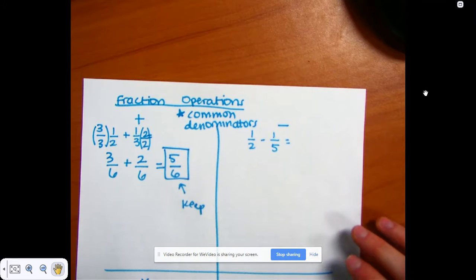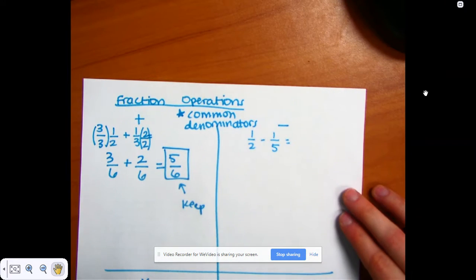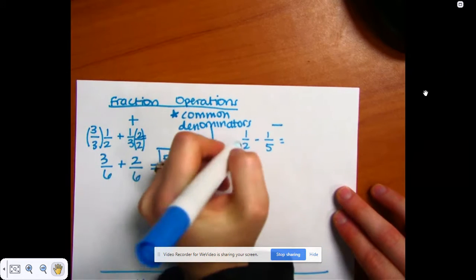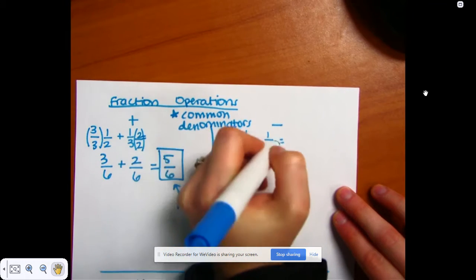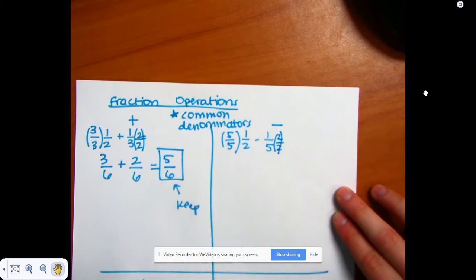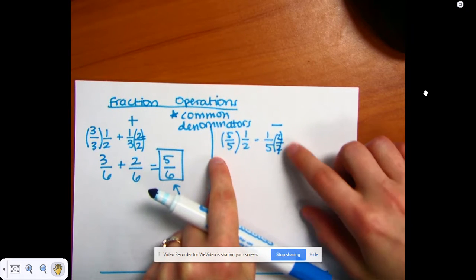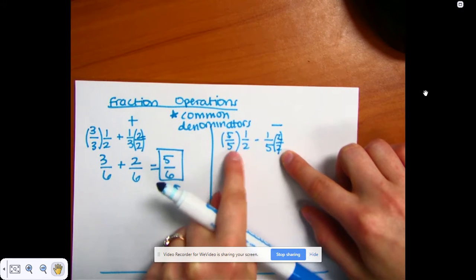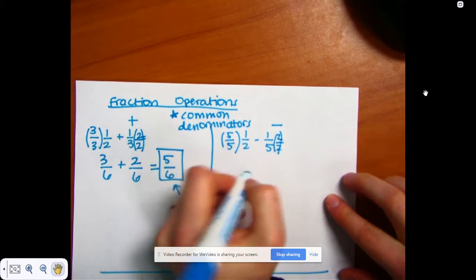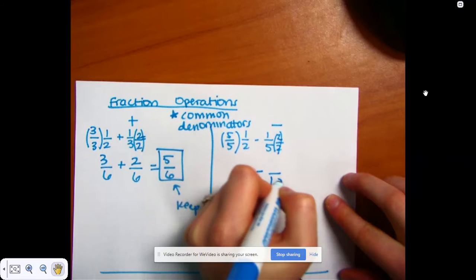All right, for subtraction, remember you can pause the video whenever you need. Again, a common denominator, so when I multiply by 5 over 5 and 2 over 2, both of these are equal to 1. 5 divided by 5 is 1, 2 divided by 2 is 1, and 5 times 2 is 10, and that gets me that common denominator that I'm looking for.